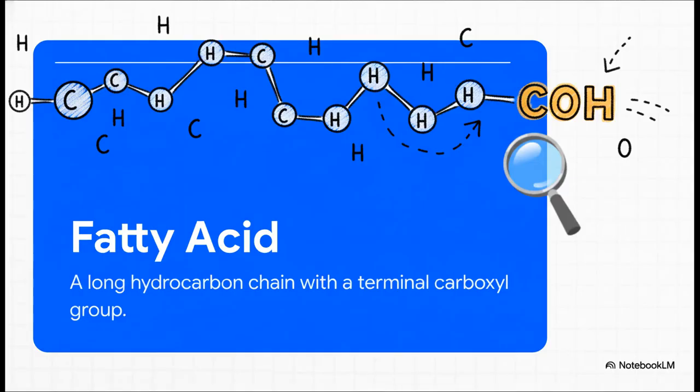So, what is a fatty acid? Well, just picture a long chain made of carbon and hydrogen atoms. That's the hydrocarbon part. And then, tacked onto one end, you've got this special chemical group called a carboxyl group. That's it. This simple, repeating pattern is the blueprint for pretty much every fat molecule we're about to meet.